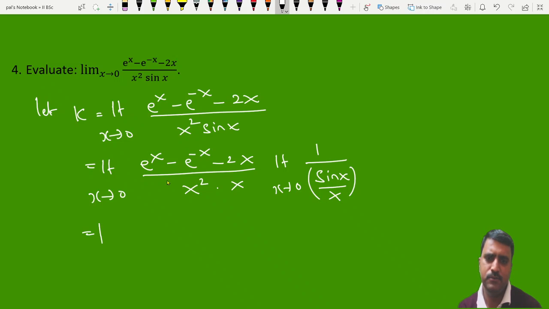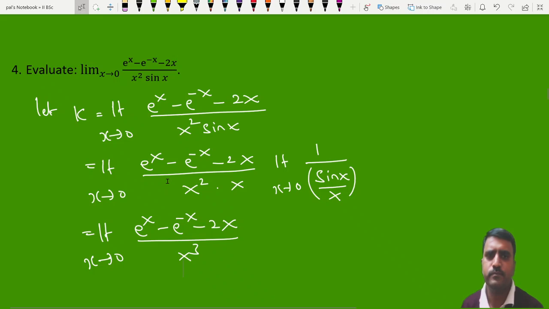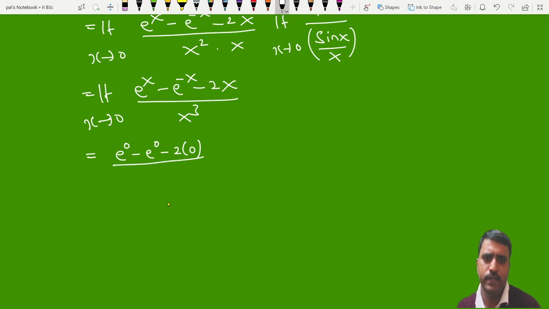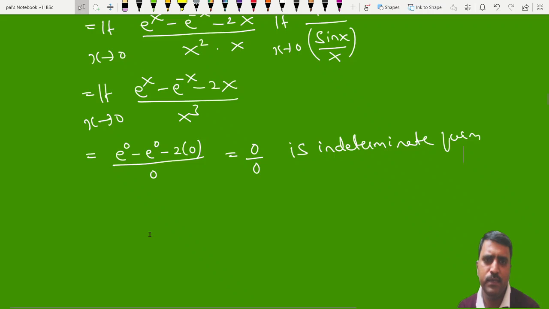Okay. So this is equal to limit x tends to 0 of e power x minus e power minus x minus 2x divided by x square into x, which is x cube. Now you apply the limit: it is e power 0 minus e power 0 minus 2 into 0 by 0. Clearly, 1 minus 1 is 0, 0 minus 0 is 0, so 0 by 0 is indeterminate form. If it takes indeterminate form, at that time you apply the L'Hospital rule.